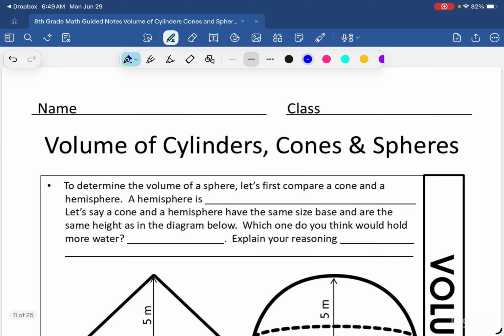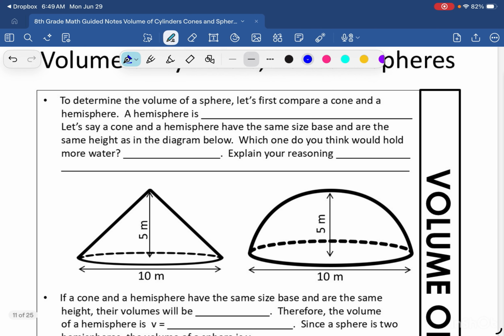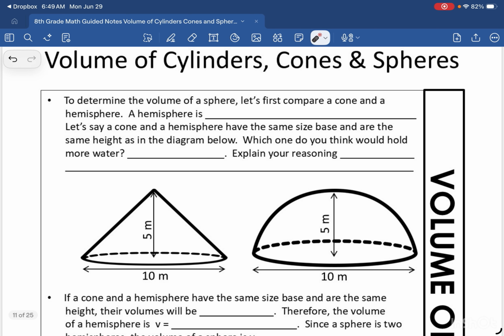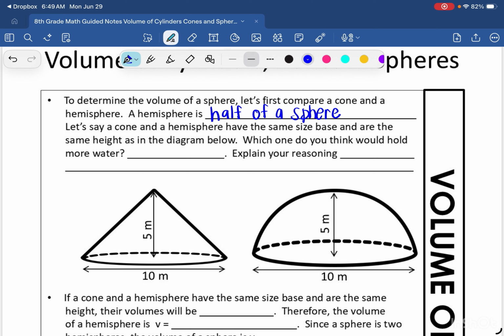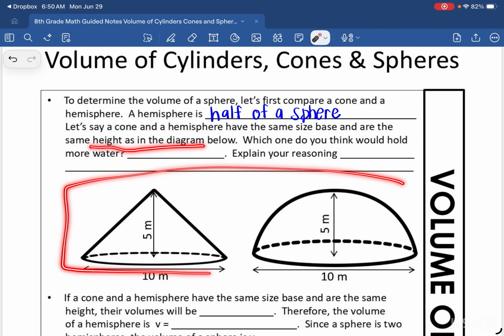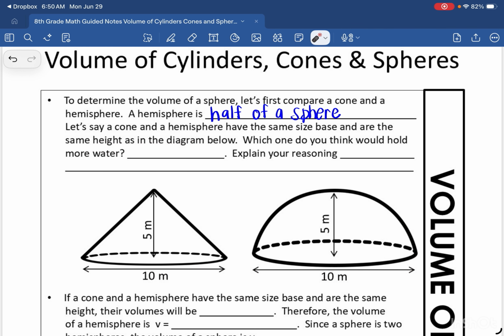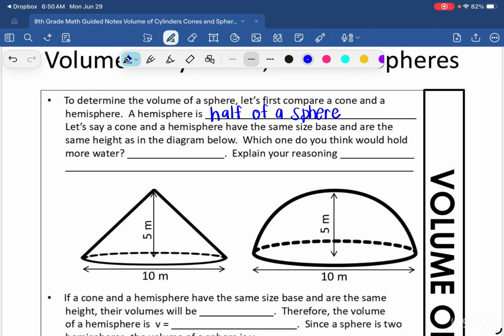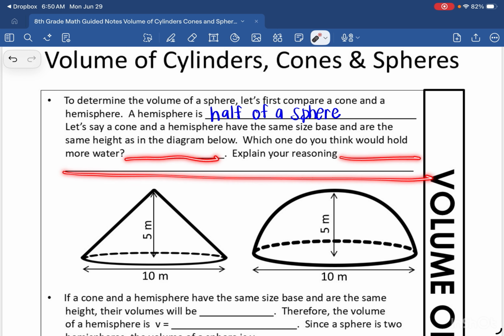Now let's talk about spheres. To determine the volume of a sphere, let's first compare a cone and a hemisphere. A hemisphere is half of a sphere. This is a hemisphere right here, half of a sphere. Let's say a cone and a hemisphere have the same size base and are the same height as in the diagram below. Which one do you think would hold more water? Well, that's your opinion, so you can write what you think here.